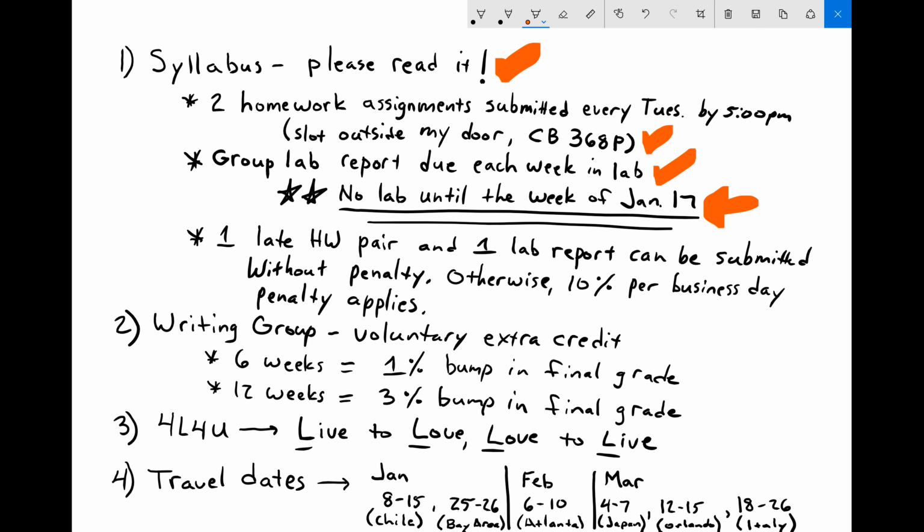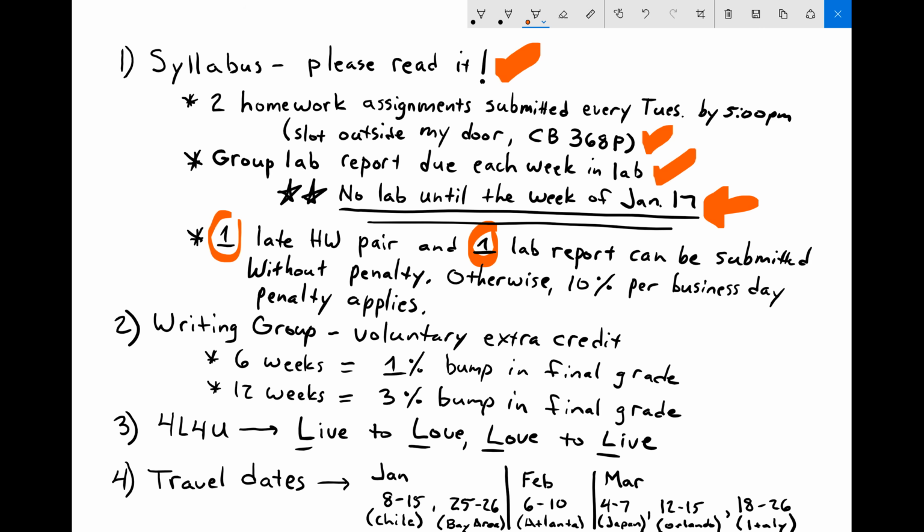When we're talking about homework and lab reports, I understand life happens, things happen, and sometimes you need a break and sometimes you need to hand stuff in late. So I do allow 1 late lab report and 1 late homework pair, not assignment, but pair, to be submitted without penalty. Otherwise, when you submit homework or a lab report late, it's a 10% per business day policy. So every business day that it's late, I will deduct 10% from it, and that's fine.